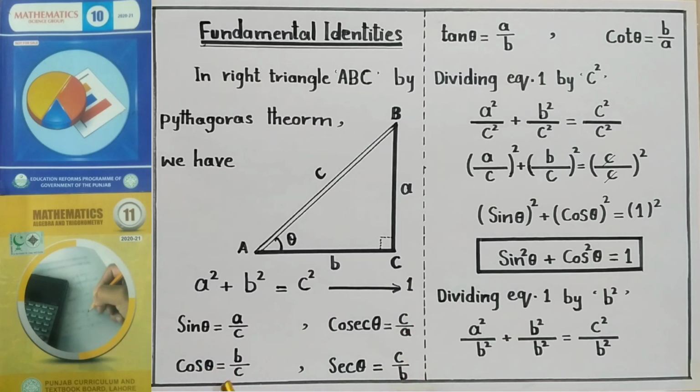The second ratio is cos theta. It is equal to base over hypotenuse. The reciprocal of cos theta is secant theta, that is C over B, meaning hypotenuse over base.